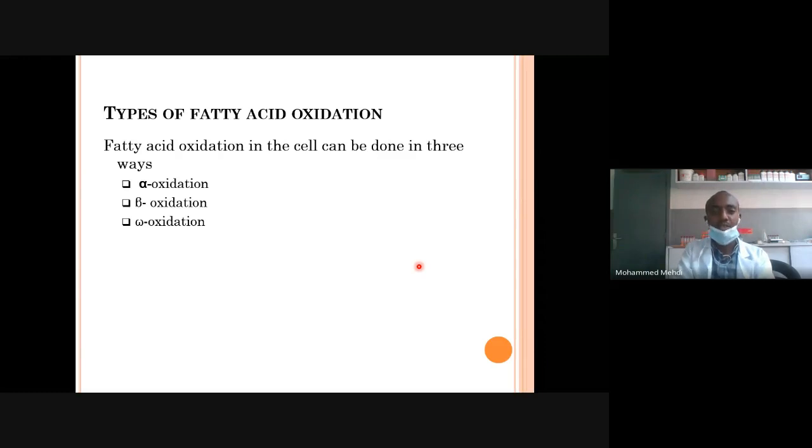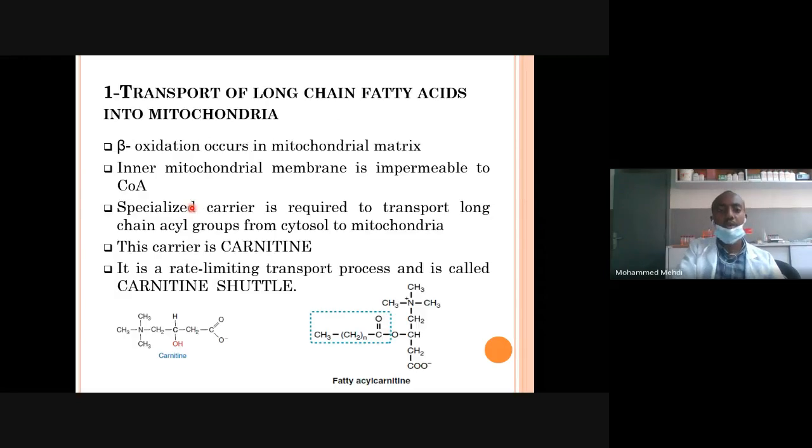Types of fatty acid oxidation: there are three types, alpha oxidation, beta oxidation, and omega oxidation. The major one is beta oxidation, but some fatty acids do have alpha oxidation and omega oxidation. Whenever, for example, a branched structure is found in the fatty acid, we'll have alpha oxidation. Whenever they start from the end of the fatty acid, there will be omega oxidation, but the second one is the one which is default in our body.